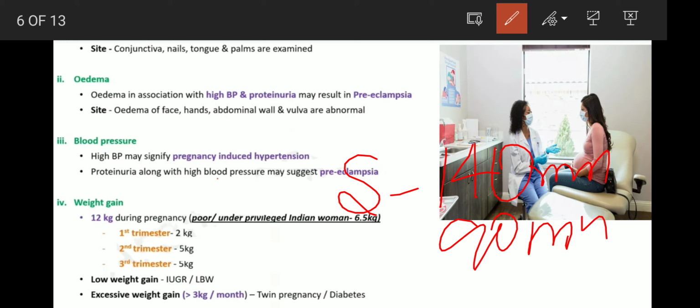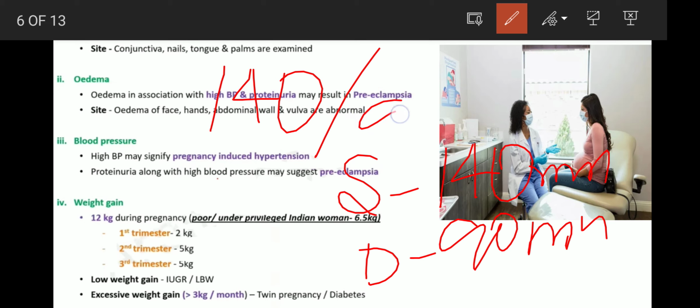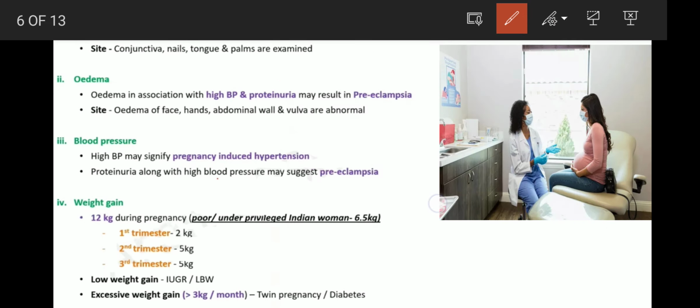So how do we diagnose hypertension? Systolic and diastolic. 140 by 90. When it comes, we consider it as hypertension.